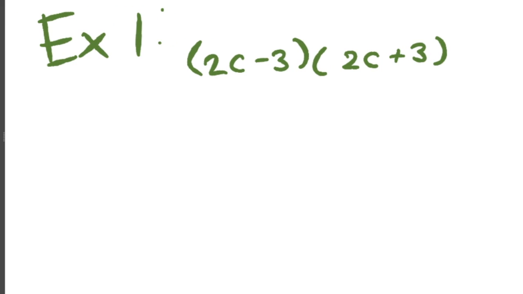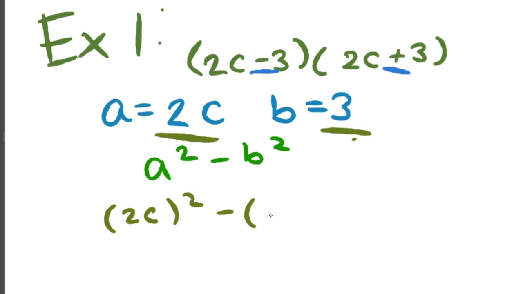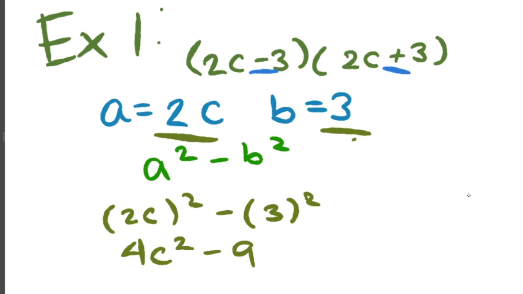So an example of this would be 2c minus 3 times 2c plus 3. As you can see, the only difference here is our signs in the parentheses. First, to identify, a is 2c, and b is 3. We said that a product of a sum and difference is always going to be a squared minus b squared. So all we have to do is plug in our a and our b. We have 2c squared minus 3 squared. Then we'll solve that: 2c squared is 4c squared, minus 9. And that's the product of a sum and difference.